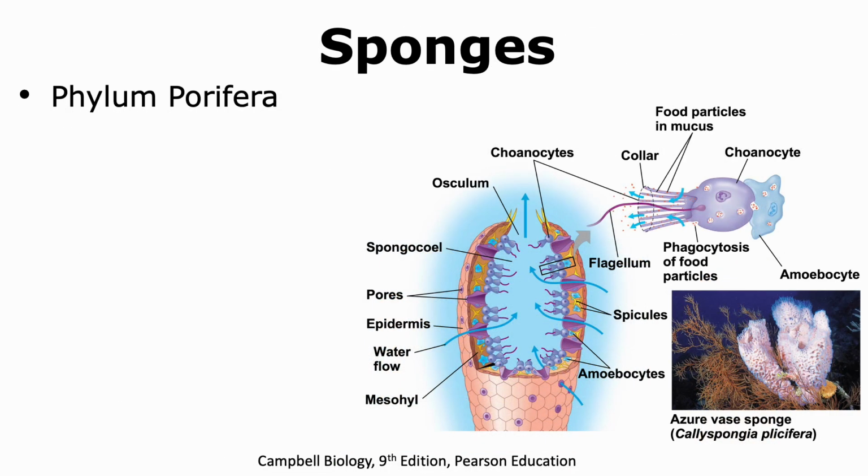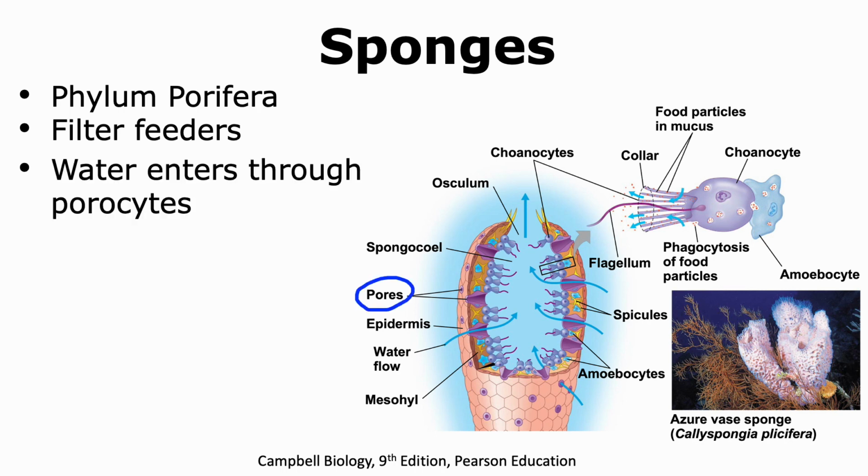Sponges are the earliest animals that evolved and belong to the phylum Porifera. They are filter feeders, and thus they gain their nutrition by filtering their food from water. The water enters the internal part of the sponge through pores. There are specialized cells called porocytes that generate these pores on the outer surface of the sponge. The water from the outside environment enters the inside of the sponge, and on the inside there are layers of cells called choanocytes.